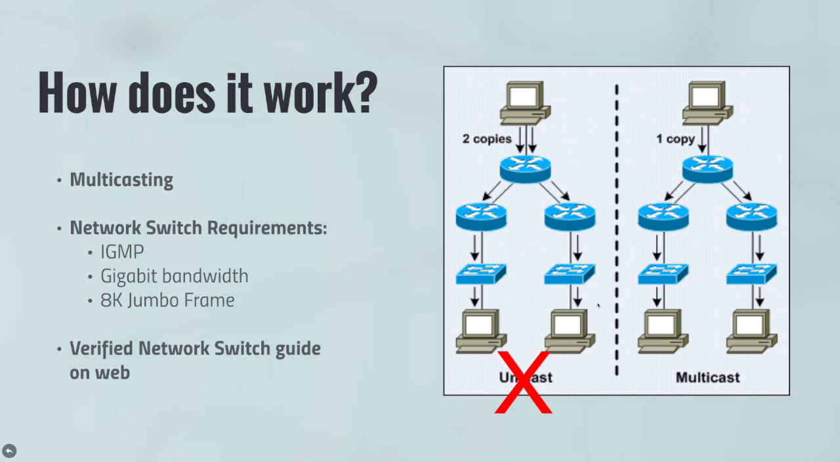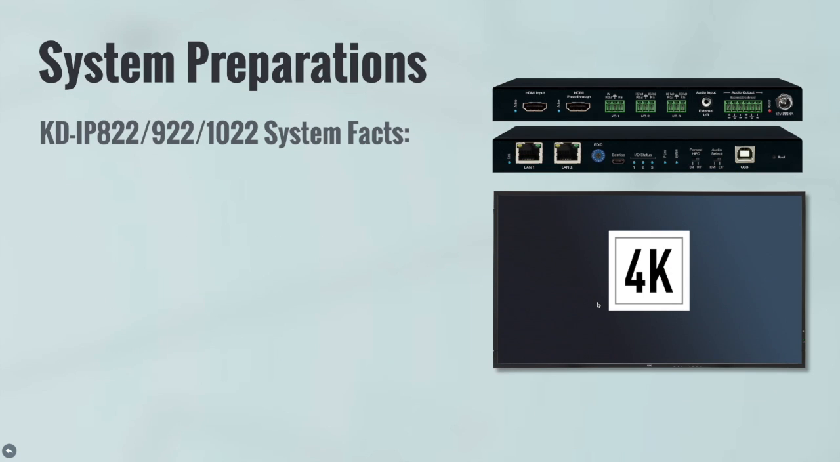When you're using enterprise AV over IP, we don't require anything larger than a gigabit network switch. Unless you're stacking the network switches, then the fiber ports will have specific requirements. And when you're using the 4K system, that's your 822, 922, and 1022 models, you need a jumbo frame feature of at least 8K. And of course, you got to refer to the Verified Network Switches guide on our website to find out the supported network switches. We have, at this moment, over 10 manufacturer partners.